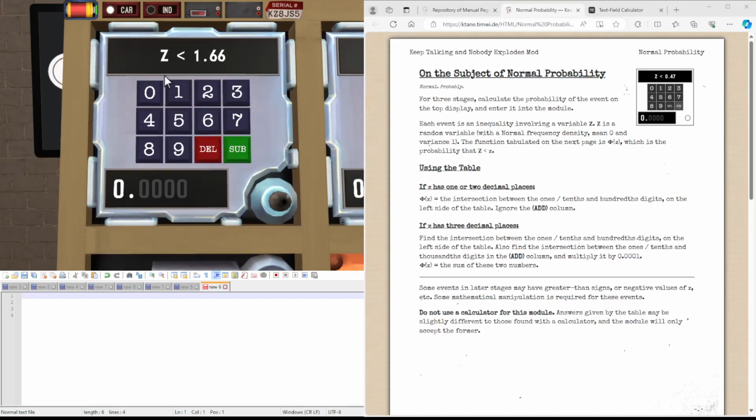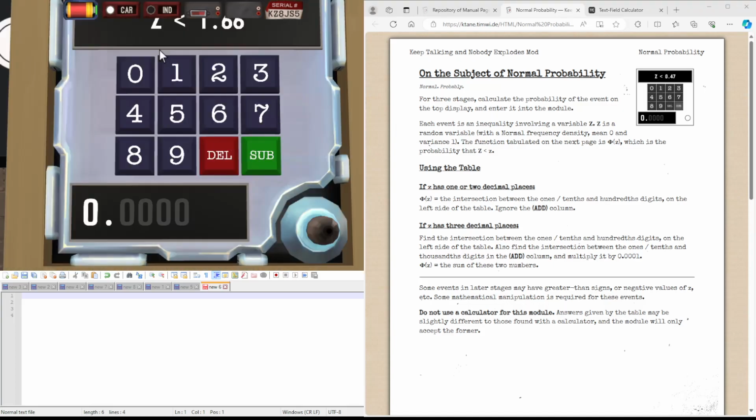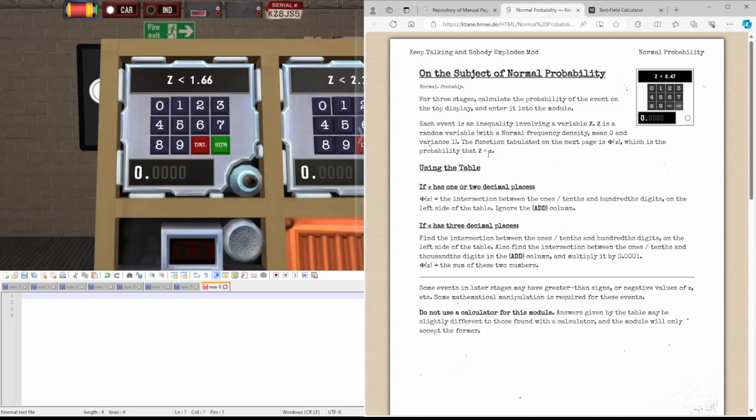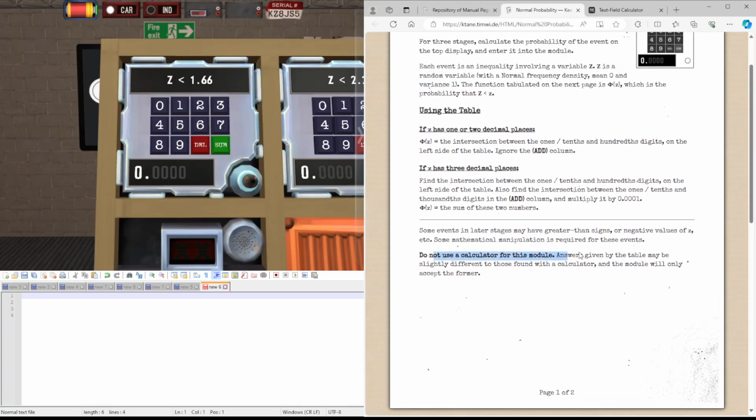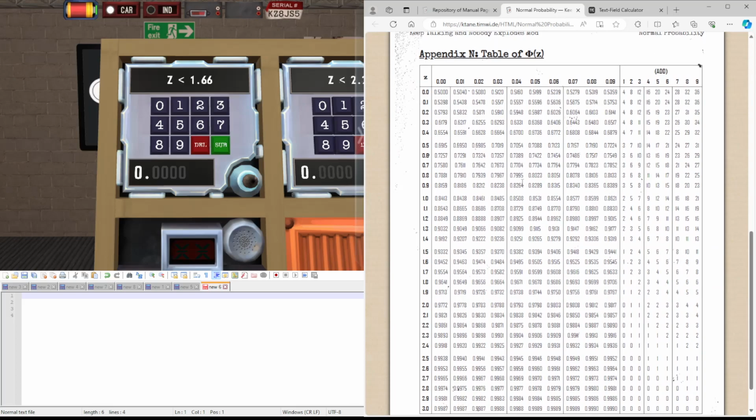This is what it will look like. We'll have a screen that will say Z and then some expression involving the Z, which will be referring to a standard normal distribution represented by phi of Z. And the probability will describe is big Z, which is always going to be big Z, and then little z will be replaced with a number. We're not going to be using calculators for this, we're going to instead use this table.